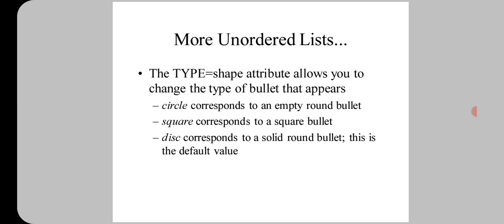If you give type equals circle, it displays circles, and if you give type equals square, it displays square symbols, and if you give type equals disk, it displays disk symbols.